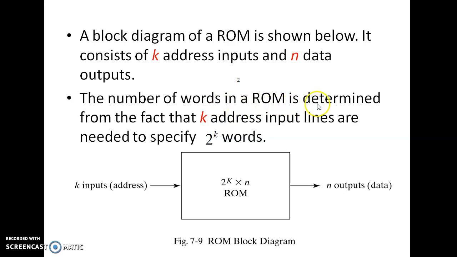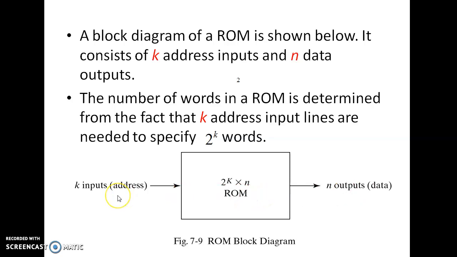The number of words in a ROM is determined from the k address inputs. So how many words can it store? It can store 2 power k words. That means to access 2 power k words, you need 2 power k addresses. So this is very, very important. What I mean to tell is, the input to ROM is the address, and the output of ROM is the data. That is the function of the ROM.